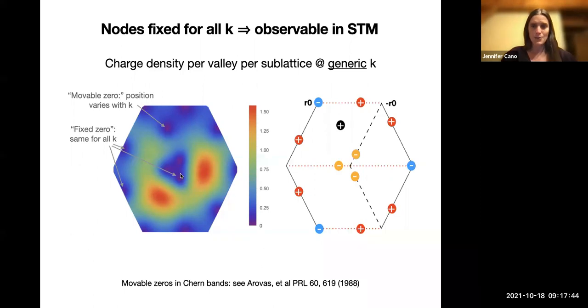And so that means if you were to do an STM measurement where you're averaging the density of states over all the K points, you'd be able to see these nodes because they're there for every single K point sitting in the exact same place. And so this difference in charge density at the second and third magic angle is a feature that we expect could be picked up by an STM measurement.